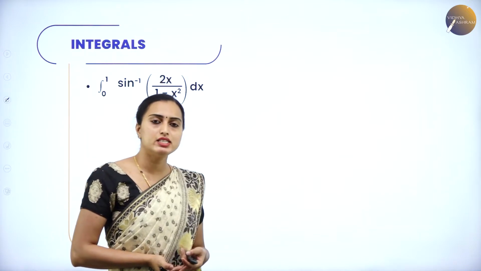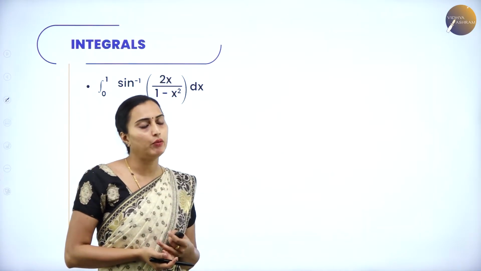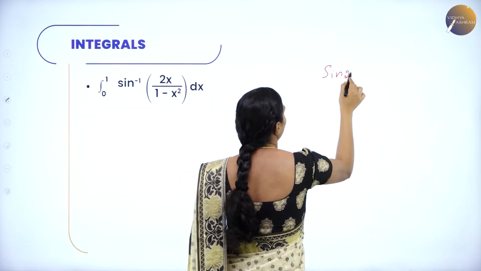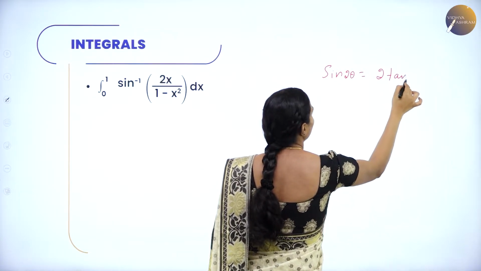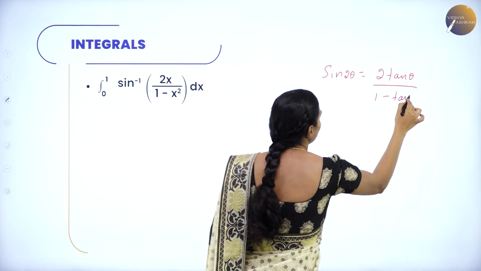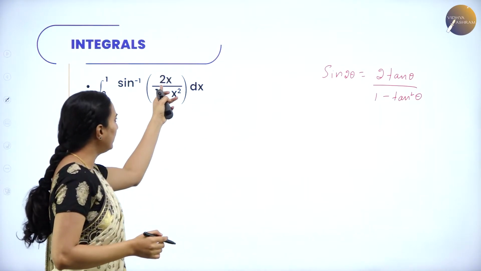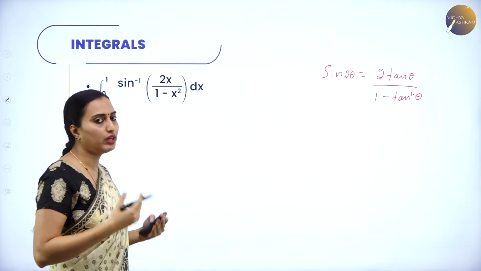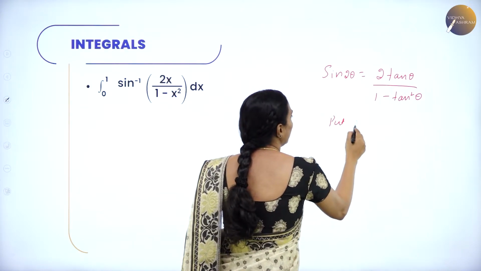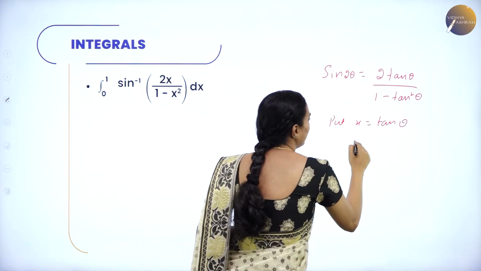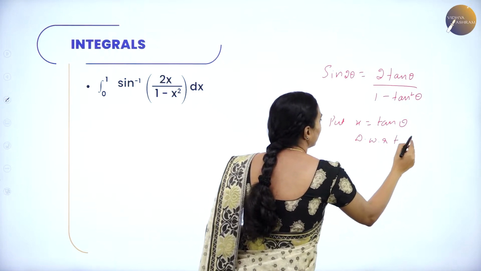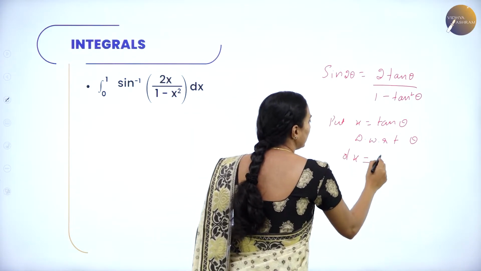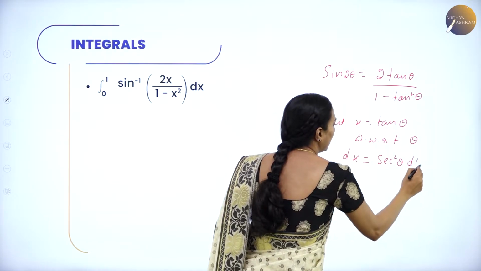What they have given? Integral 0 to 1 sine inverse of 2x divided by 1 minus x squared. Students, you know already sin 2 theta in terms of tan. What you can write? 2 tan theta divided by 1 minus tan squared theta, isn't it? If you look at this, it is accordingly 2 tan theta divided by 1 minus tan squared theta. Therefore, you can do the substitution x is equal to tan theta. So, put x is equal to tan theta. Then differentiate with respect to theta. So, you can get differentiation of x, dx is equal to the derivative of tan theta, which is secant squared theta d theta, isn't it?